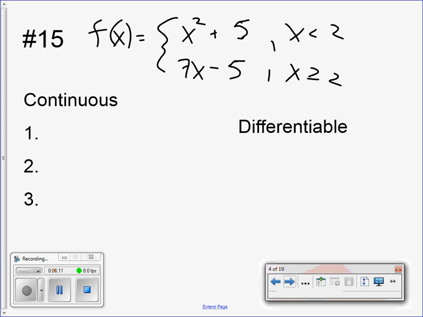All right, so what does it take for a function to be continuous? There are 3 requirements. Now, first of all, what's the only value we have to worry about? 2, because everywhere else is no problem. All right, what were we going to say, Gina?